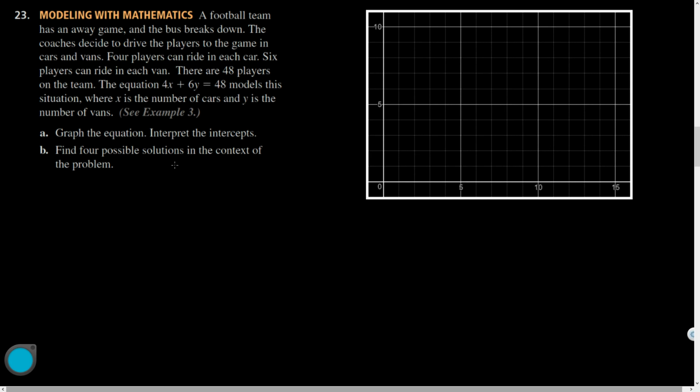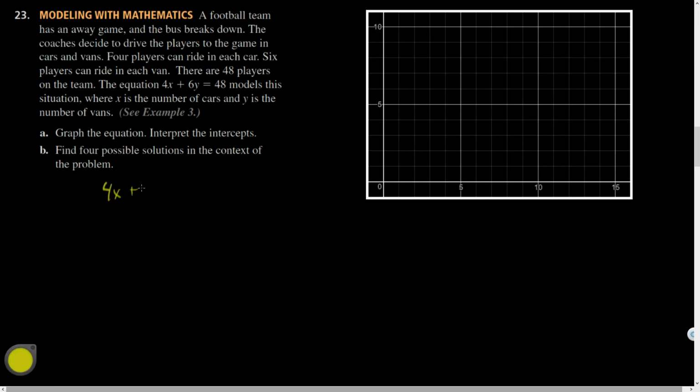Good point, good point. But in this world, these coaches decide to drive the players to the game in cars and vans. 4 players can ride in each car, 6 players can ride in each van. There are 48 players on the team. The equation 4x, 4 times the number of cars, plus 6y, 6 players times the number of vans, is going to equal 48. Where x is the number of cars, y is the number of vans. So let's graph this equation.